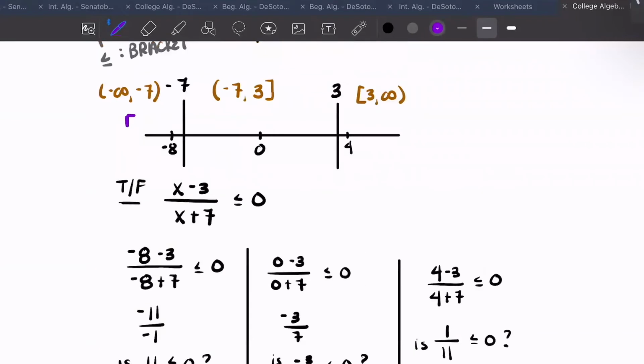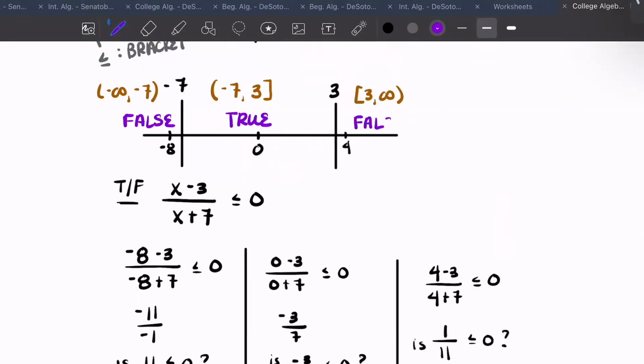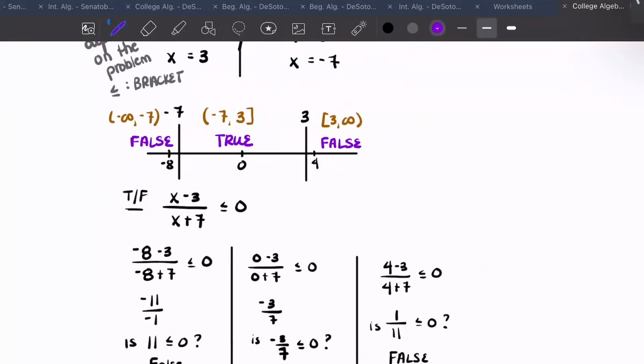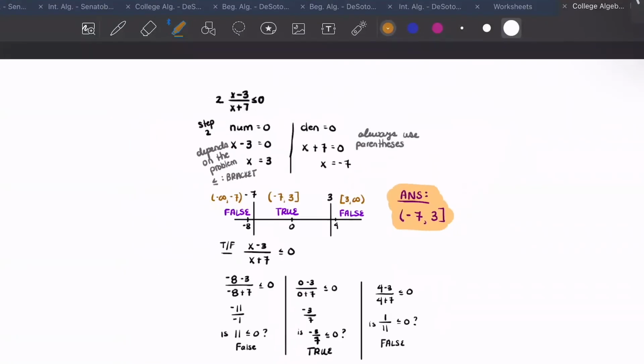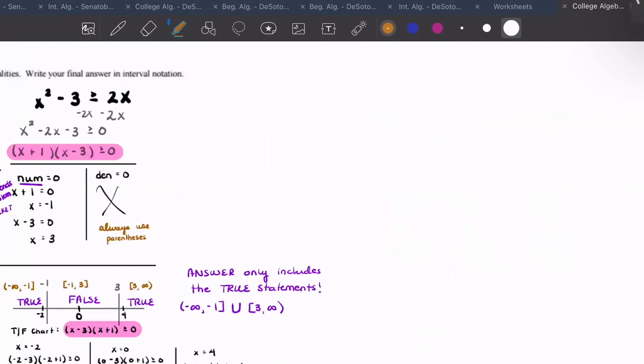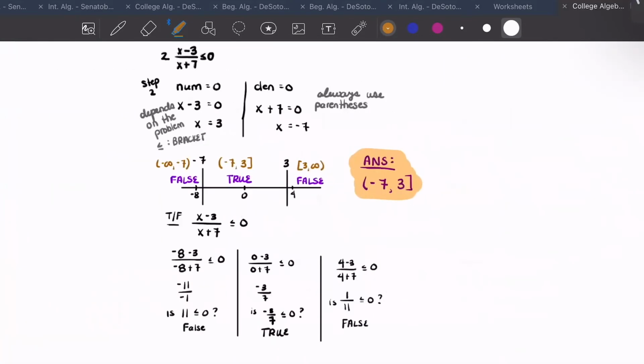So we got false, true, and false. Okay. Remember, your answer only includes the true statement. So your answer this time is just one interval, and it's -7 to 3. Okay. So that's your only answer this time. So no union. Okay. Here we got false, true, false. Over here we got true, false, true. Okay.